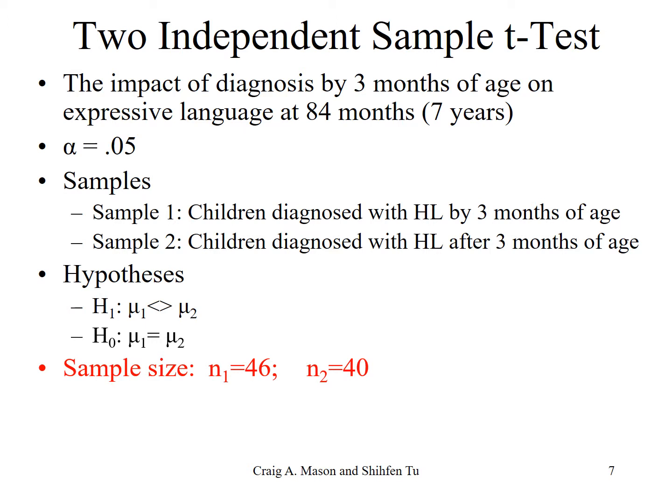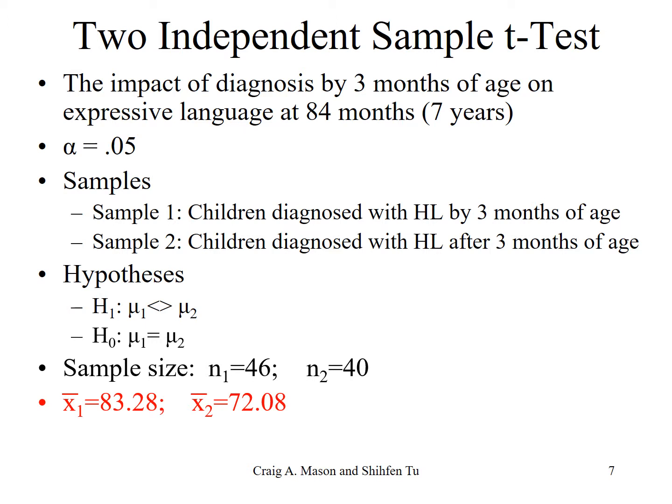Our sample means seem to support our hypothesis. The mean for those who were diagnosed by 3 months of age, sample 1, or X bar 1, was 83.28, or nearly spot on with their chronological age of 84 months. In contrast, the mean for those diagnosed later than 3 months of age, sample 2, or X bar 2, was 72.08.